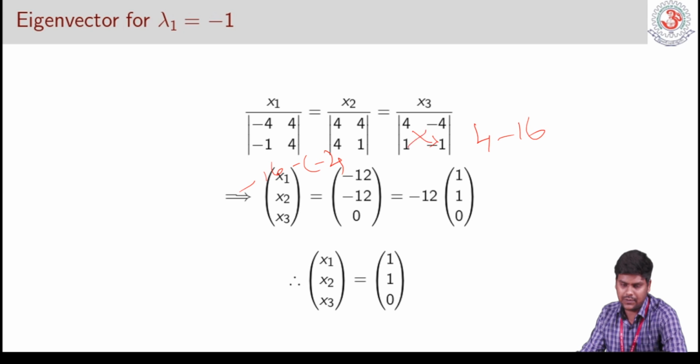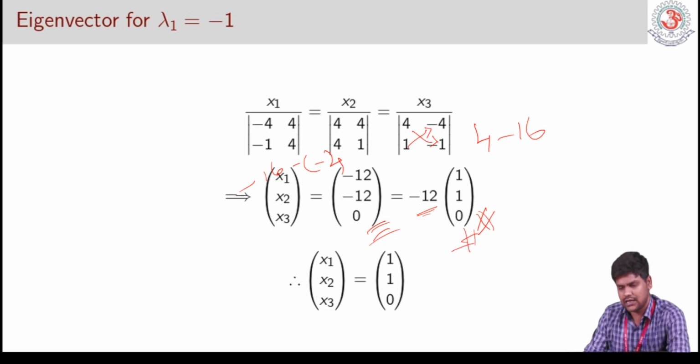Here minus 4. If you multiply crossly, minus 4 minus of minus 4 will be 0. So take the common factor out, and the remaining will be our eigenvector. So this is the eigenvector for lambda equal to minus 1.